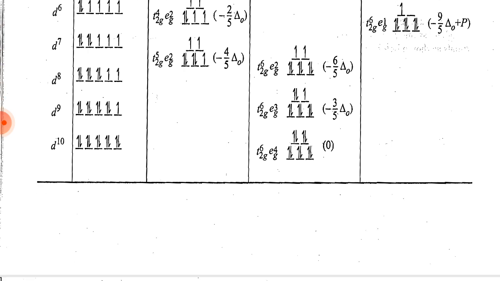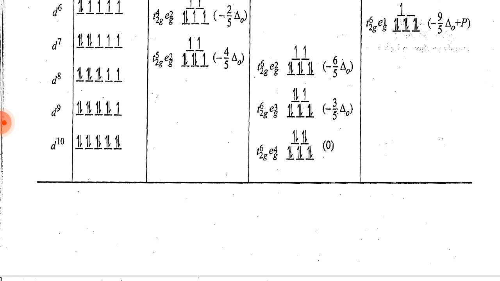In d7, 7 electrons are present. So in CFSE of high spin complex, t2g will have 5 electrons, eg will have 2 electrons. So the value will be minus 4.5 delta 0. In t2g, 2 paired electrons and 1 unpaired electron are present, and in eg 2 unpaired electrons are present. In low spin complex, t2g6 eg1, all 6 electrons in t2g are paired. That means in t2g 3 electron pairs are there, and in eg 1 electron. So minus 6 upon 5 delta 0.